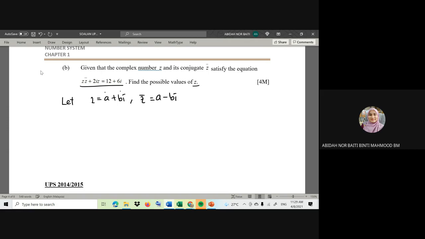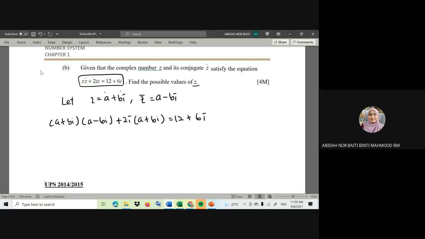Ini kita keluar sendiri ya. Ini kita assumption sendiri saja. And then we use this formula. Okay, masuk dekat formula yang dibagi tu. Masuk saja Z and Z bar kita. So A plus Bi. So your Z bar A minus Bi. Okay, follow saja. Plus 2i Z. Z kita tadilah yang kita dah pilih tadi. Equals 12 plus 6i.